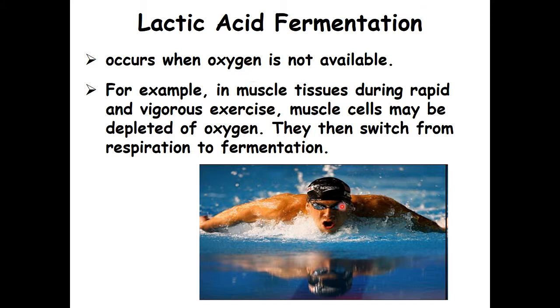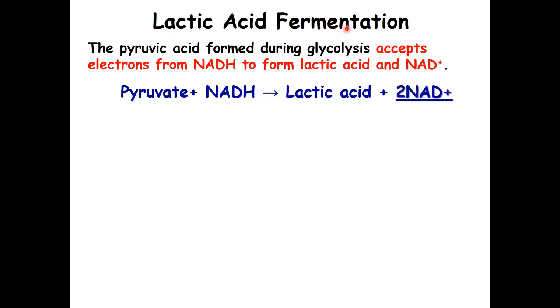For example, if you look at this guy swimming really hard, so in our muscle, in human muscle here, when we exercise really hard, the demand for oxygen is too high, so our body cannot supply oxygen to the muscle fast enough. So at that point, the muscle will go through lactic acid fermentation because the muscle is just using up too much oxygen.